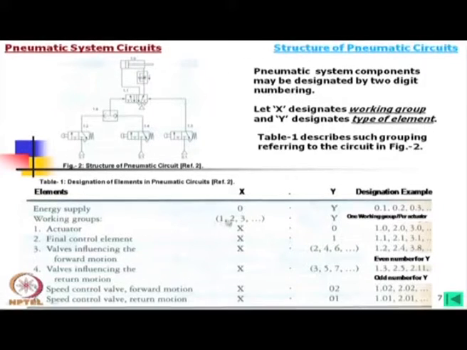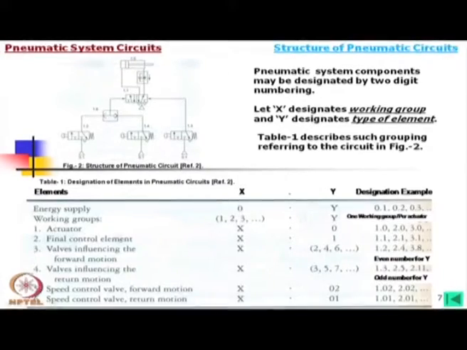Then the working group may be 1, 2, 3, etc., anything it can be, and one working group per actuator. Then we will come to the actuator. Actuator is 1.0, that means the working group is 1, and 0 is the type of element. Now, here the type of element 0 may be a single acting cylinder, or 0 is given for, say, one without a spring, something like that.